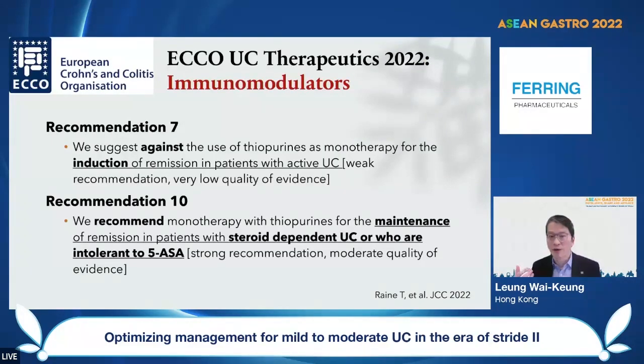What about the role of immunomodulators? Unfortunately, if you look at most guidelines, including the ECCO recommendations just published this year, immunomodulators, particularly thiopurines, as monotherapy for induction of remission, have no benefit. It's actually recommended against the use of thiopurines for induction. For maintenance of remission, they are recommended only in patients with steroid-dependent UC or those who are intolerant to 5-ASA. So it's a very limited role of immunomodulators in management of UC nowadays.